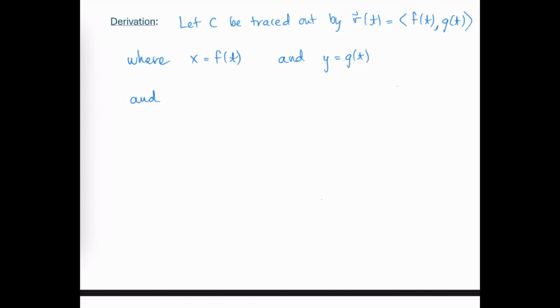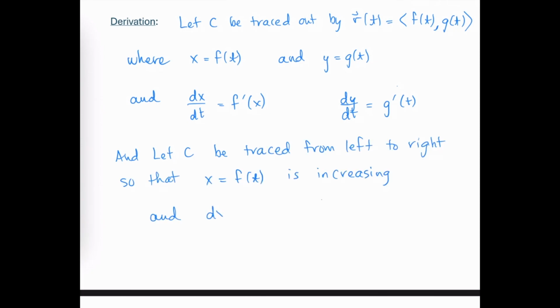If we were to differentiate both of these parametric equations, what we get is the derivative of x with respect to the parameter, which can also be expressed using prime notation, and the derivative of the y component with respect to the parameter can also be expressed as g prime at t. And one other declaration is that we want C to be traced out from left to right, and the derivative of an increasing function is going to be a positive value. So we'll make note of this and use it again in a moment.